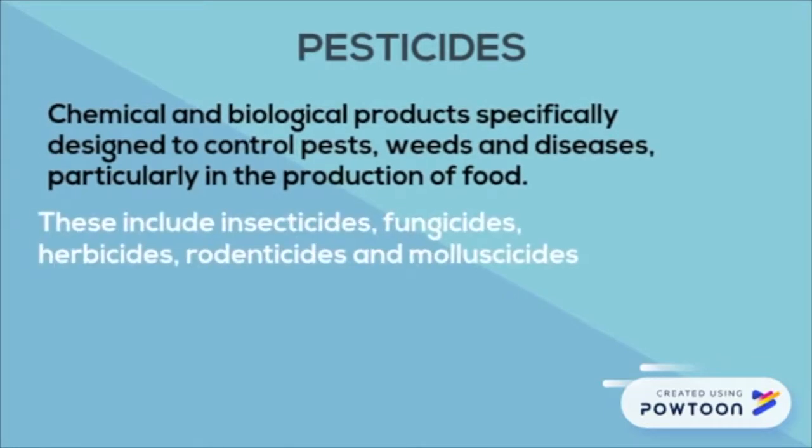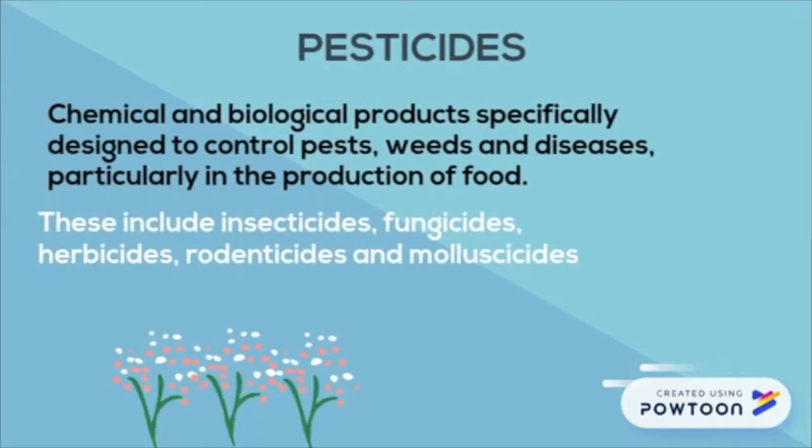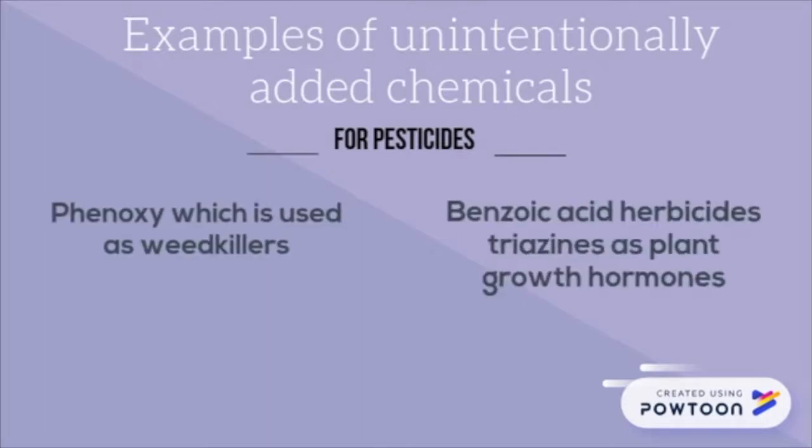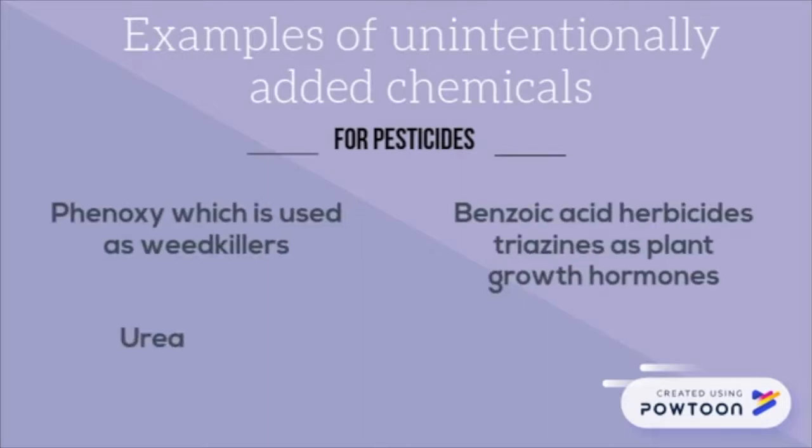Pesticides are chemical and biological products specifically designed to control pests, weeds, and disease, particularly in the production of food. This includes insecticides, fungicides, herbicides, rodenticides, and molluscicides. Examples of unintentionally added chemicals for pesticides are phenoxy, which is used as weed killers, benzoic acid herbicides designed as plant growth hormones, urea, and chloroacetanilides.